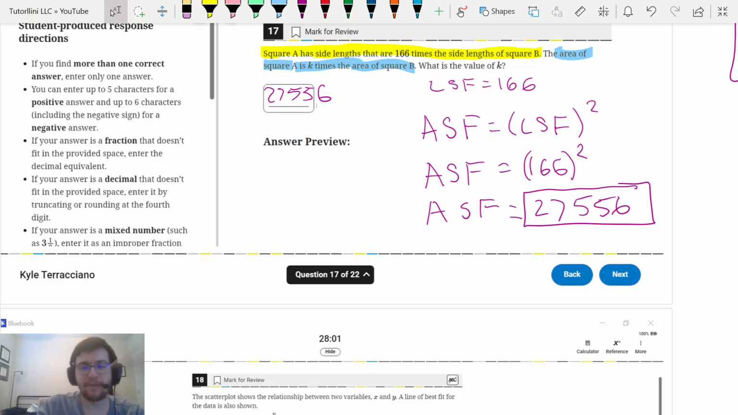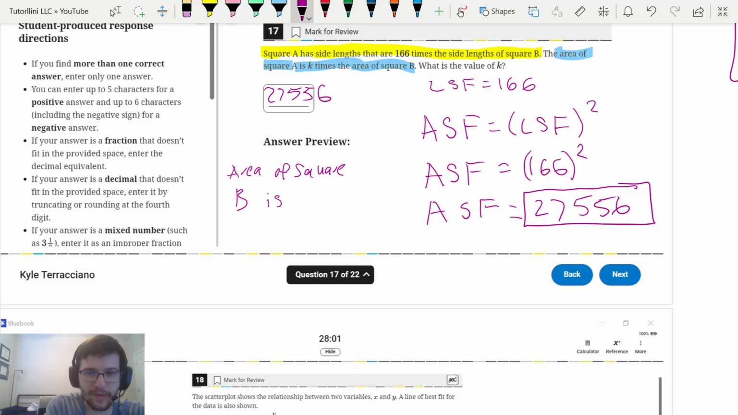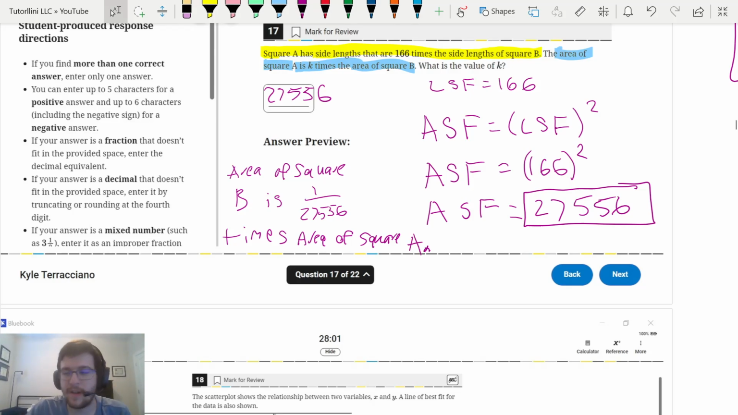Now be careful, if they flip-flopped it on you, you would have to reciprocal it. If it said the area of square B, I could totally see this being a harder question, maybe on module 2B. The area of square B is 1 over 27,556 times the area of square A, something like that. They don't really do that almost at all, though. For the most part, it's just exactly what you think it is. But just make sure you're going in the same direction.